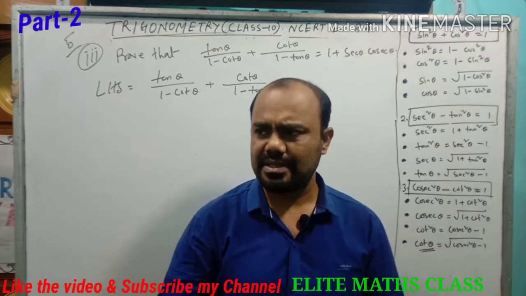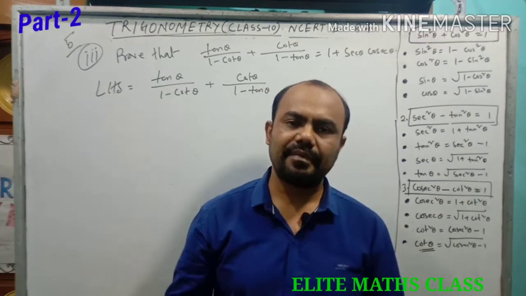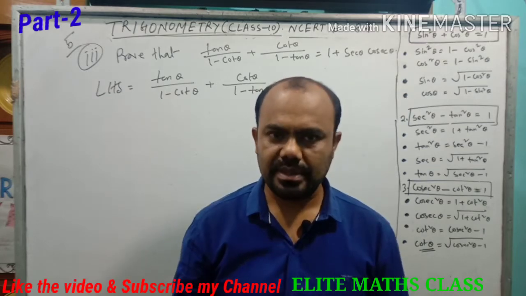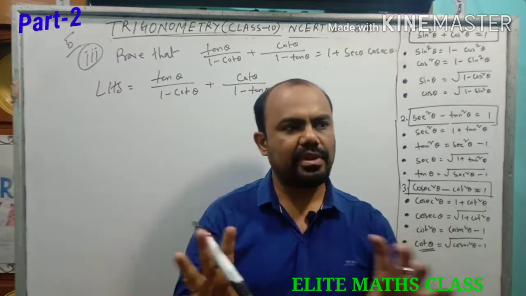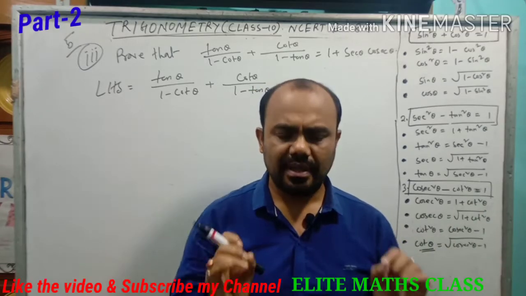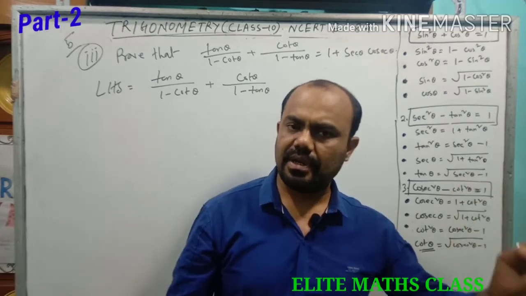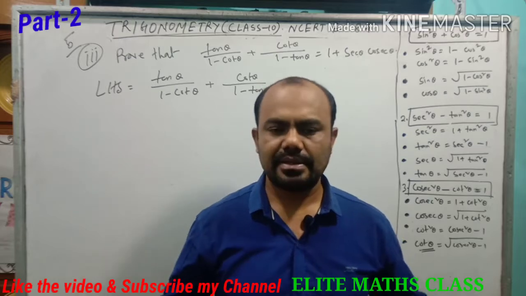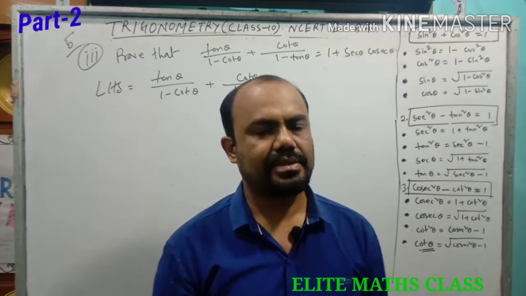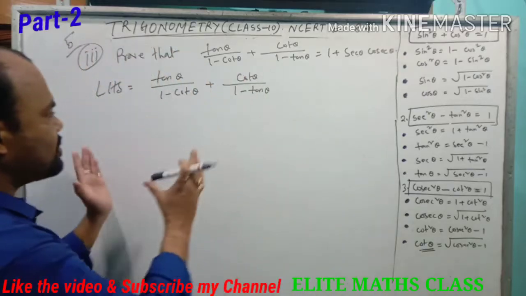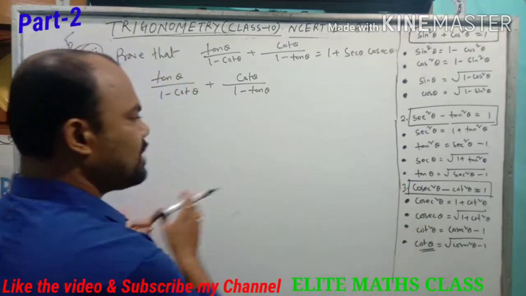So in maximum of the cases you will start from LHS. Now in some cases you see the question which one will be very easier for you. In some cases, if both the expressions are complicated, in that case the easiest way will be you calculate LHS and RHS separately and show that both the values are same. That means LHS equal to RHS.